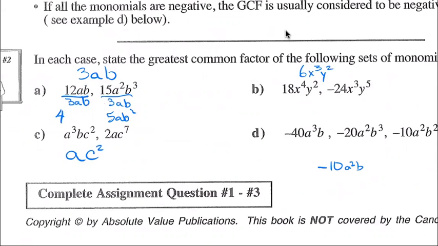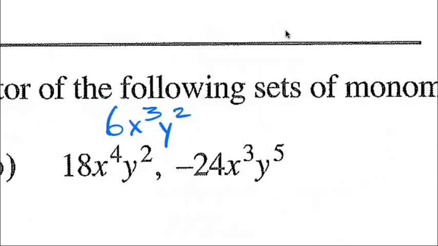Just as a quick one, let's look at B. Greatest common factor between 18x to the fourth y squared and negative 24x cubed y to the fifth. Both 18 and 24 divide by 6. X is common in both, with x to the power of our lowest exponent, 3, and y is common in both, and the lowest exponent is 2.